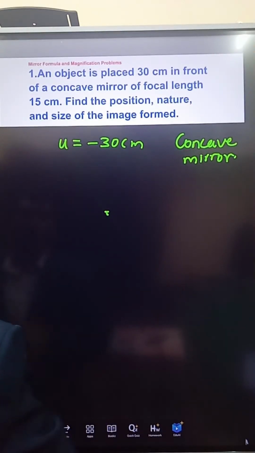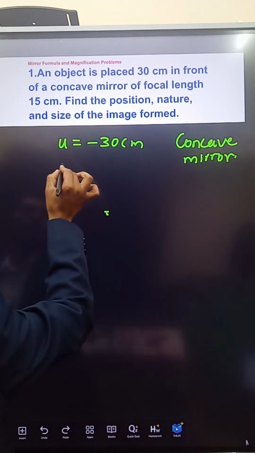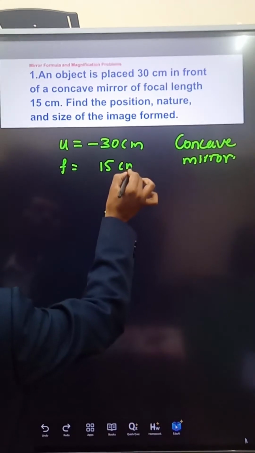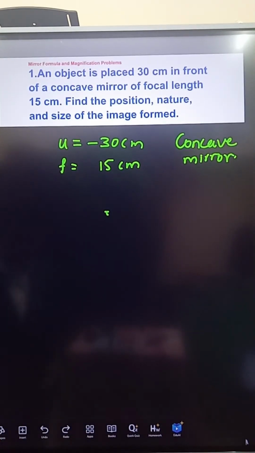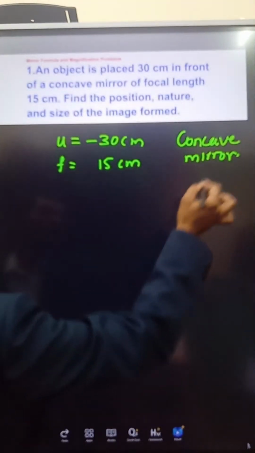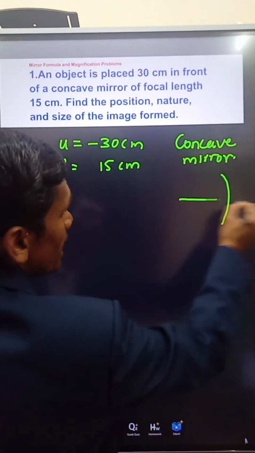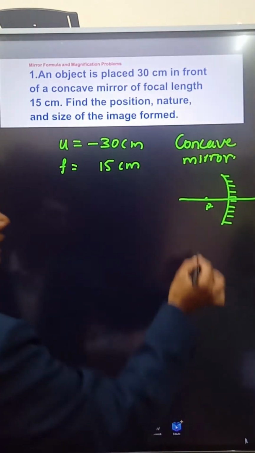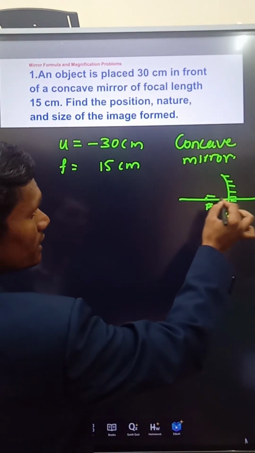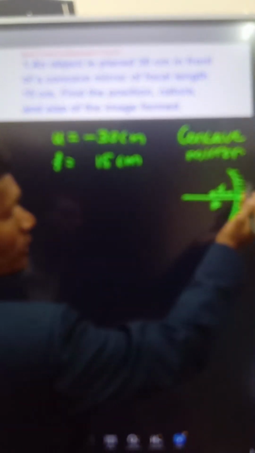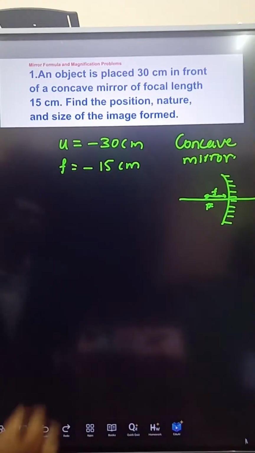Next, coming to here, focal length they have given. That is f, 15 centimeter they have given. Now you need to understand where to take that sign. See here, a concave mirror will have its focal length or center of curvature in front of the mirror, right? This focal length f, the principal focus, comes in front of the mirror. Since it is coming on the left side of the mirror, its value will be negative, so focal length will also be negative, right?